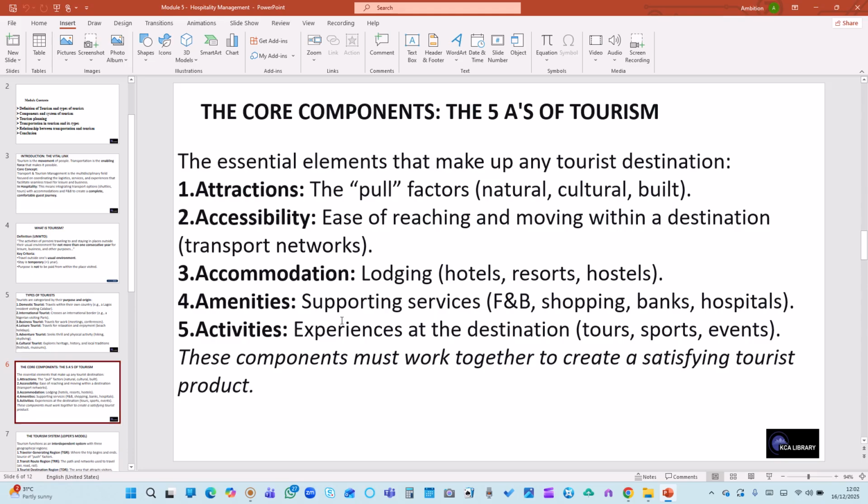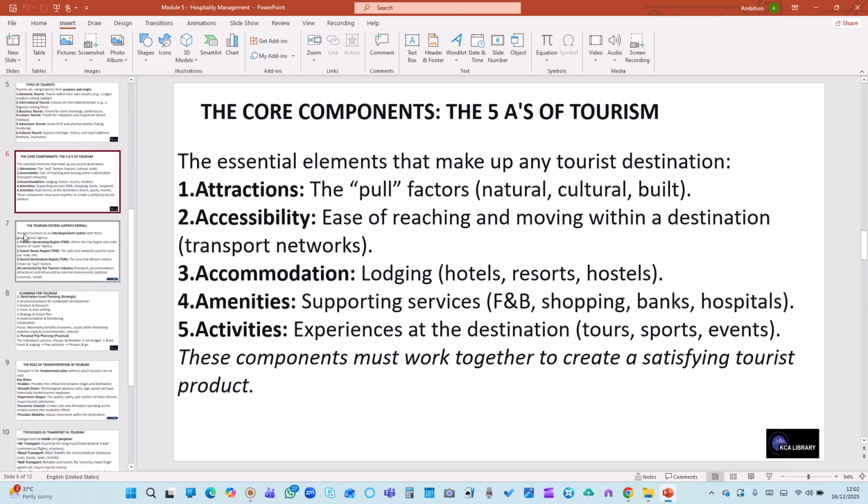Then accommodation is another element in tourism. For tourism to take place, there must be accommodation. Then the fourth A is amenities. These are supporting services like food and beverage, shopping, banks, hospital. Then the last but not the least is activities. This is experience at the destination. That is the activities that take place at the destination of the tourism.